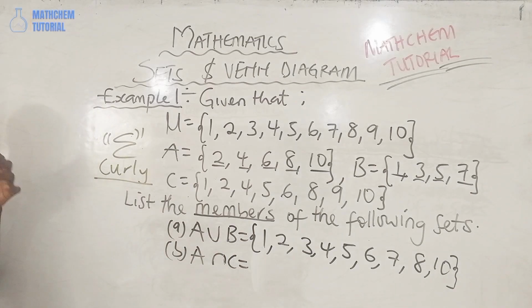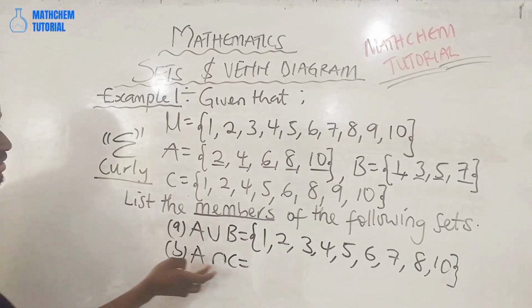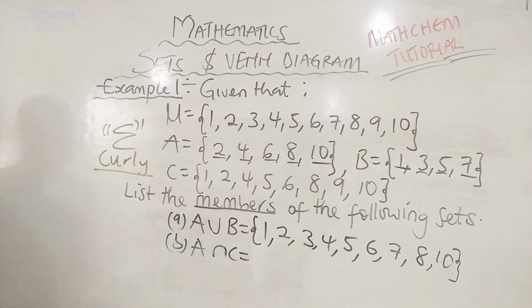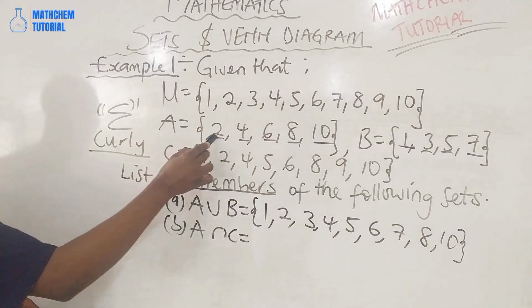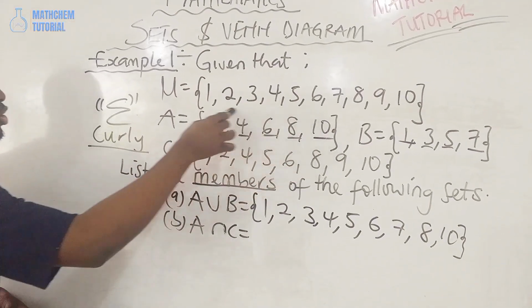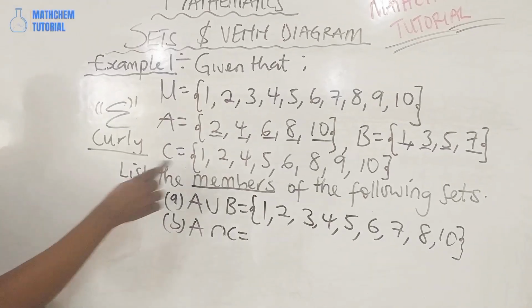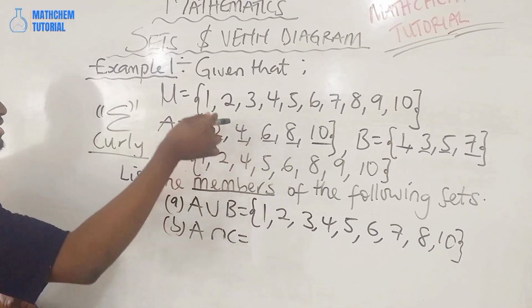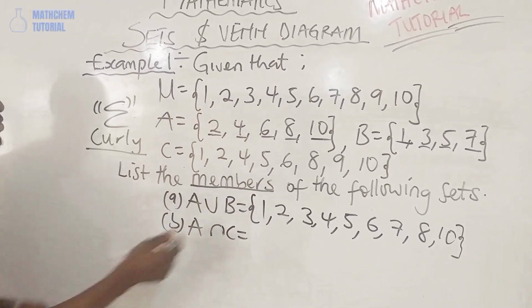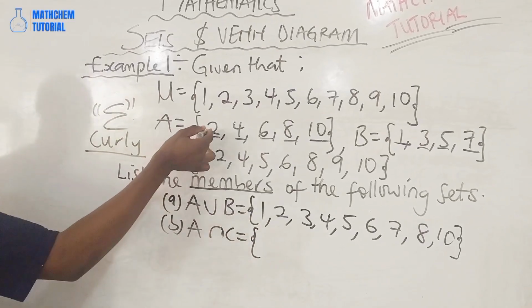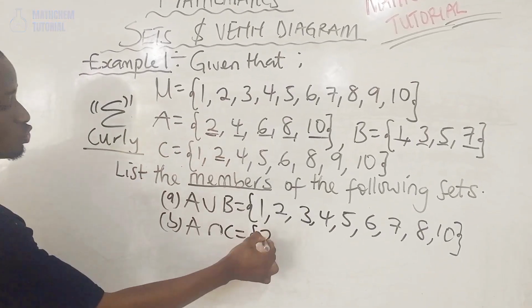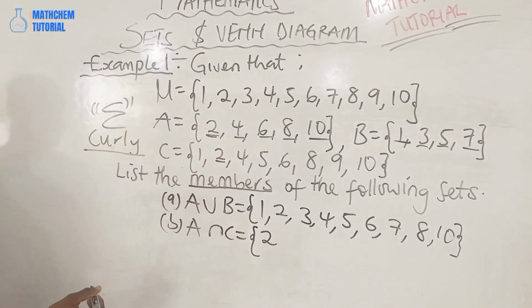Now let's move to the next example. Next example says A intersection C. Remember that intersection means what is common between the elements of subset A and subset C. So what is in A that is also in C? Now let's check. In A we have 2, we have 2 here too. So 2 is common.